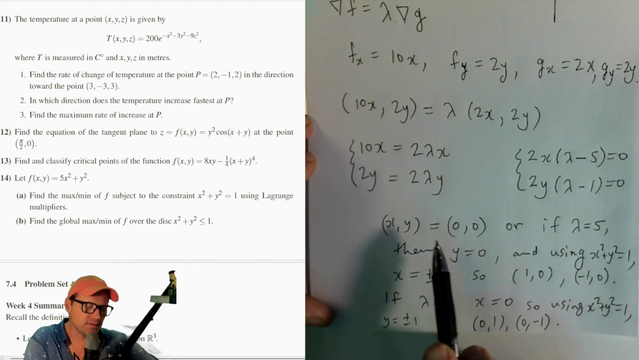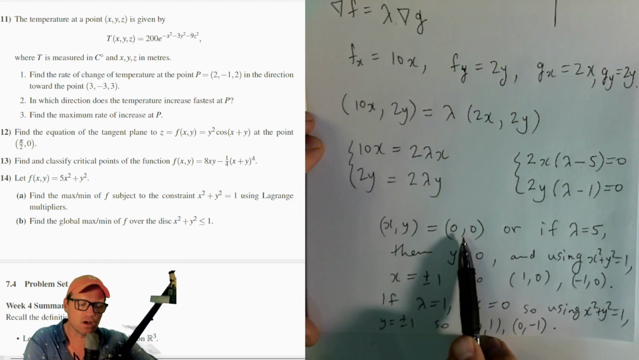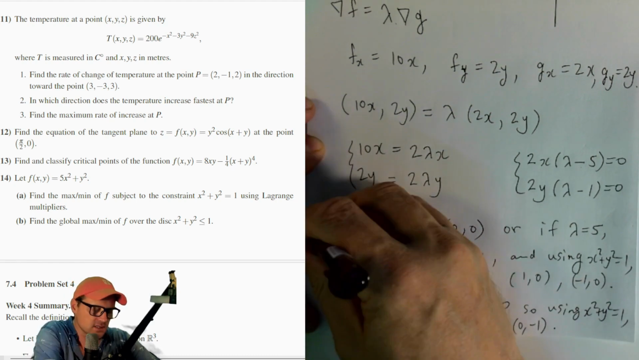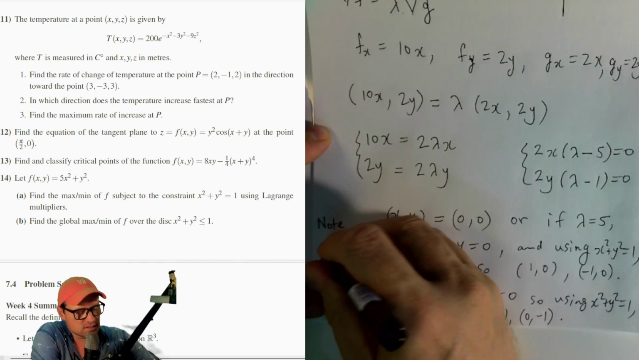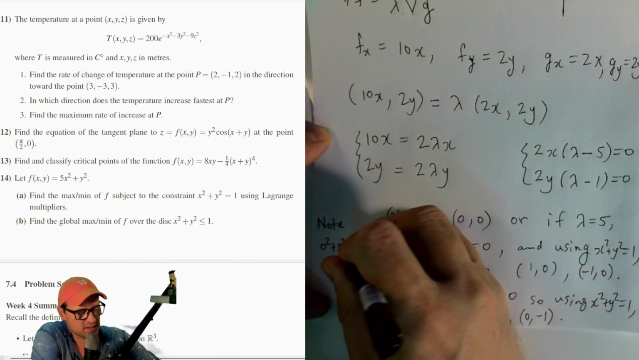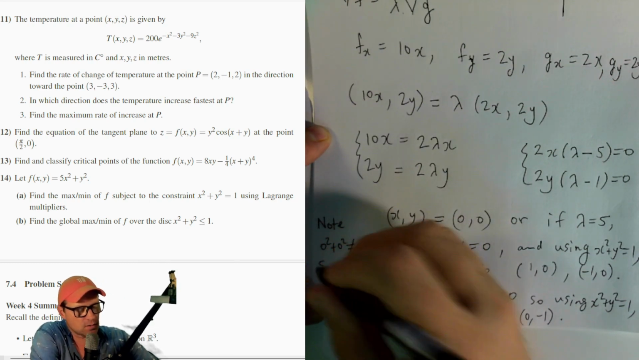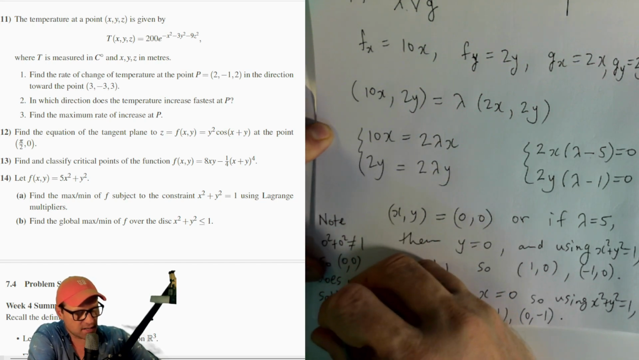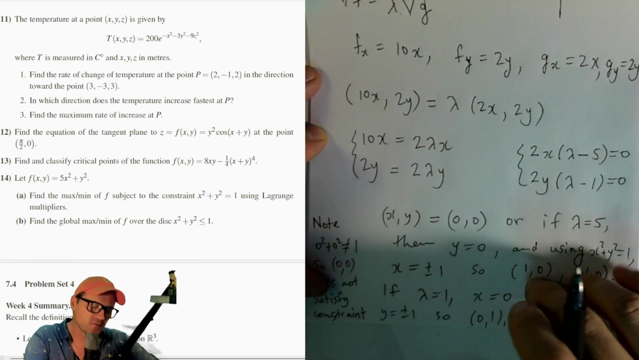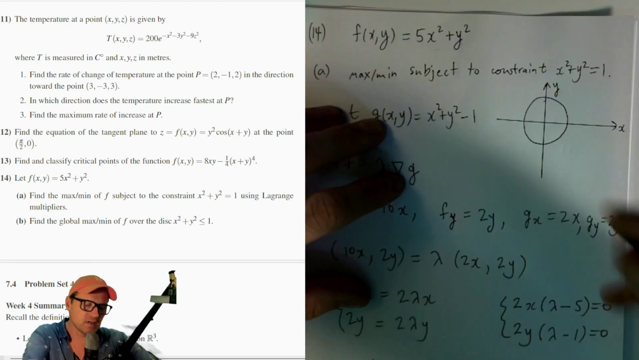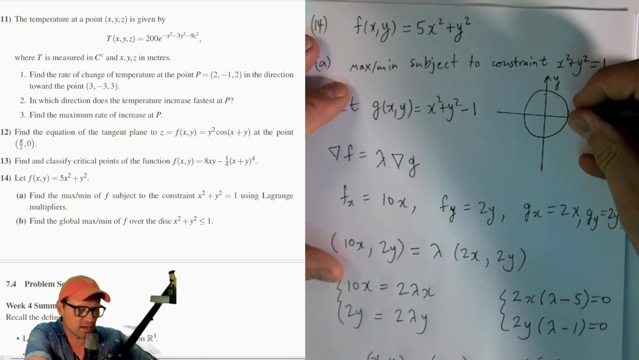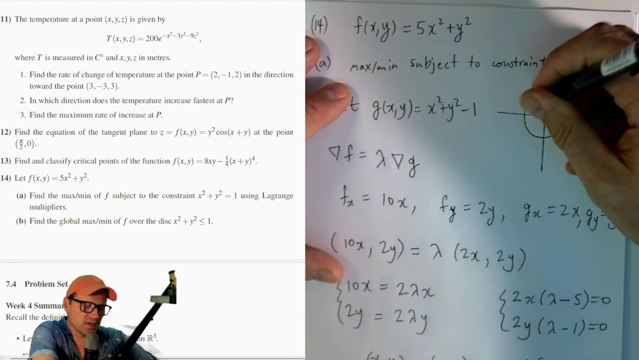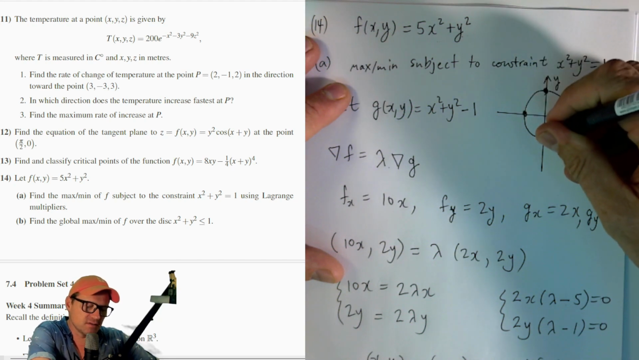Okay, now this point (0, 0) does not satisfy the constraint. So let's put over here, note 0 squared plus 0 squared is not equal to 1, so (0, 0) does not satisfy the constraint. So we have only the 4 points of interest here, and let's find these on our diagram. So this point, this point, this point, and this point.